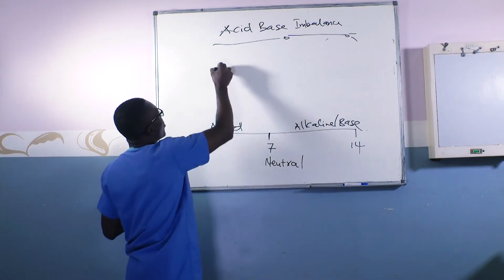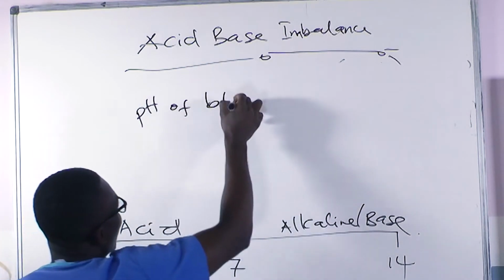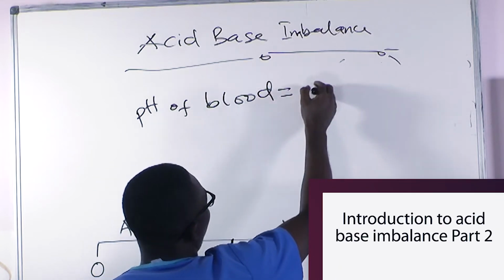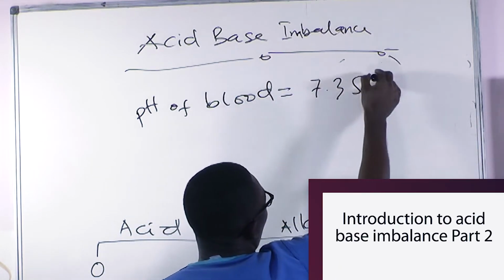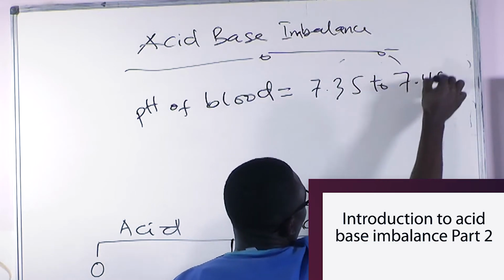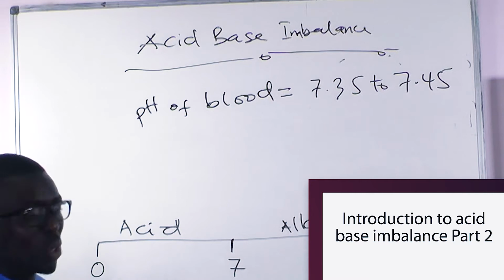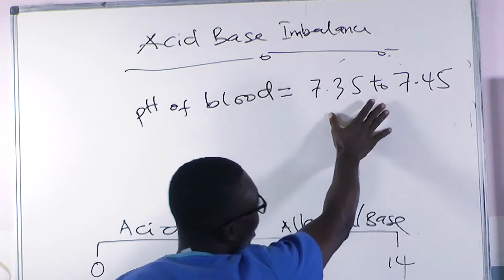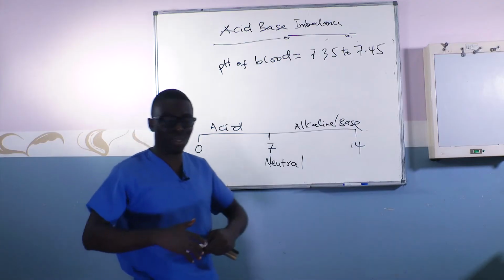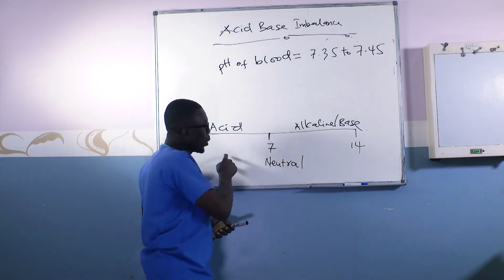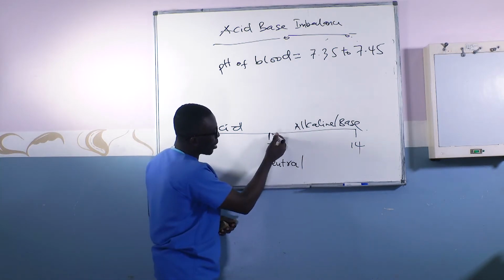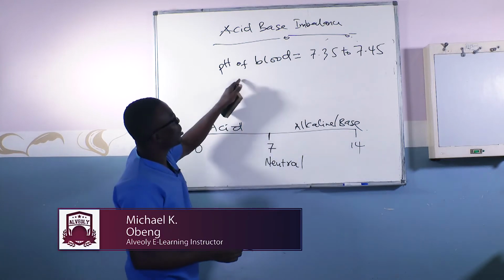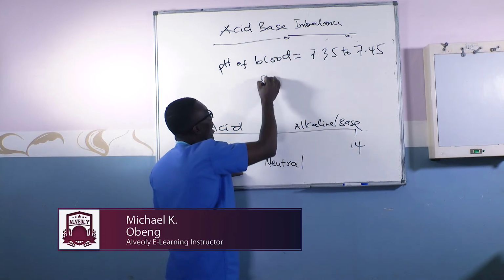Alright, now let's look at the pH of blood. Okay, the pH of blood is 7.35 to 7.45. Very simple. So now we know that the pH of blood is what? 7.35 to 7.45. Kindly don't forget this figure. It's very important. Sometimes they might ask in exams. So looking at this scale, we realize that 7.35 and 7.45 will be around this place, meaning that the pH of blood, blood is what? Slightly alkaline.